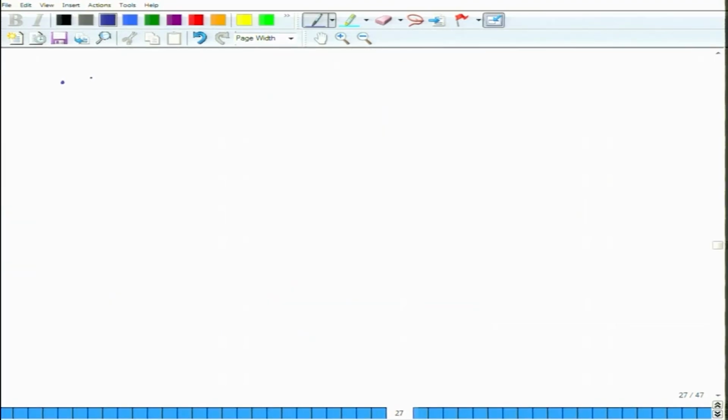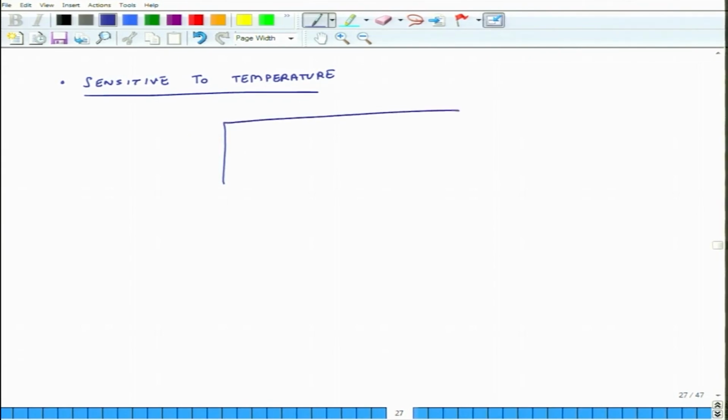Then two more limitations: sensitive to temperature, and I will explain that, because earlier I had said that this is also an advantage, but in general unless we are super careful, this can become an issue. So, what does that mean? Let us look at a very simple single layer composite, okay?